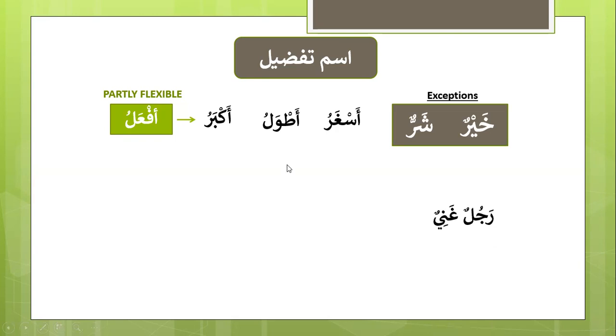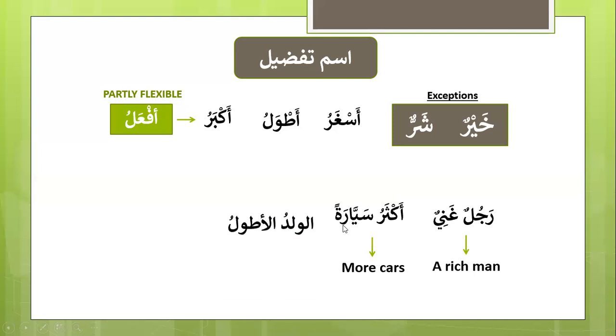So, for example, you have a word rajulun ghaniyun, mawsoof sifa, very easy. A rich man, simply. Aktharu sayyaratin. So, aktharu means more. And what more do you have? So, this is vague. So, aktharu, you have more what? Cars. So, aktharu sayyaratan, you have more cars.